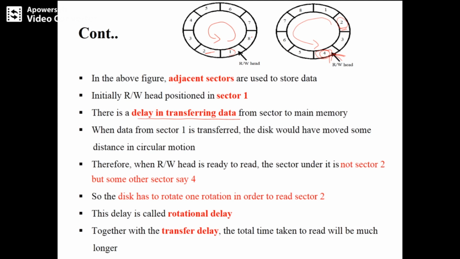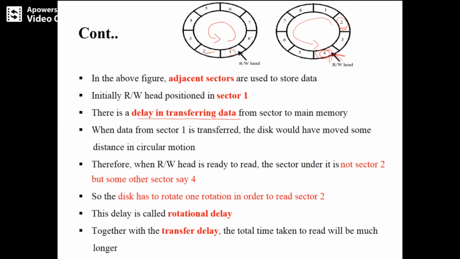So there are two types of delay now. One is transfer delay, the delay which occurs when the read-write head reads the data and transfers it into main memory. Because of the transfer delay, the sector we want to read might not be under the read-write head; it might be somewhere else. To bring it under the read-write head, we need to rotate the disk again. That delay is the rotational delay. This is the drawback of adjacent sectors.